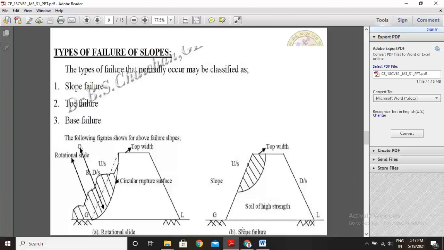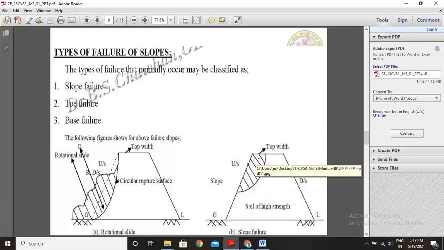Okay, see these diagrams. This is the embankment, that is, an earthen dam. This is ground level, this is the top width of the dam, this is the upstream side, and this is the downstream side. These are the rotational slides. This is the circular rupture surface, and this is called rotational slides. Slope failure takes place. This figure is slope failure, from the top width towards the slope.